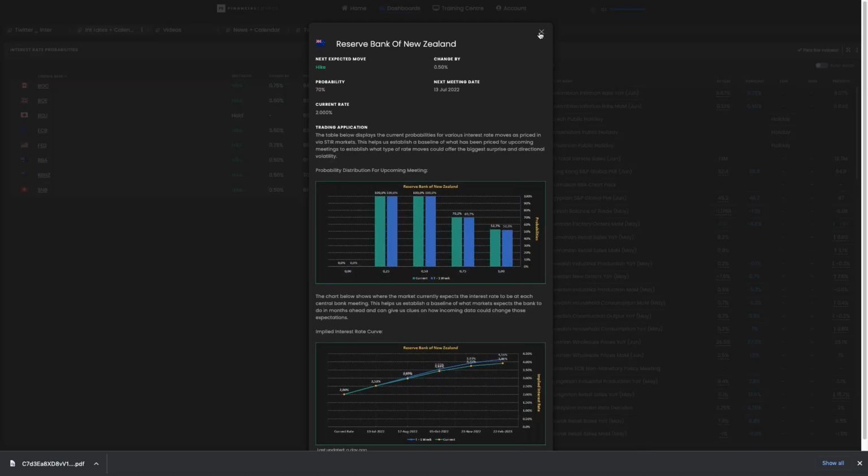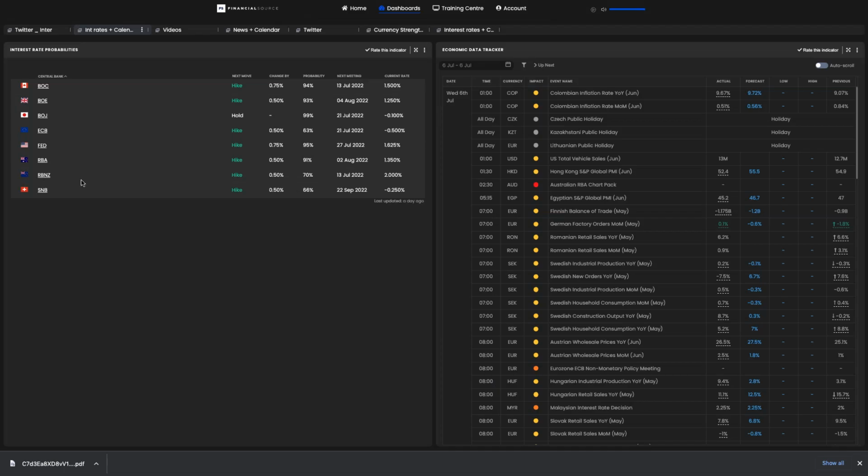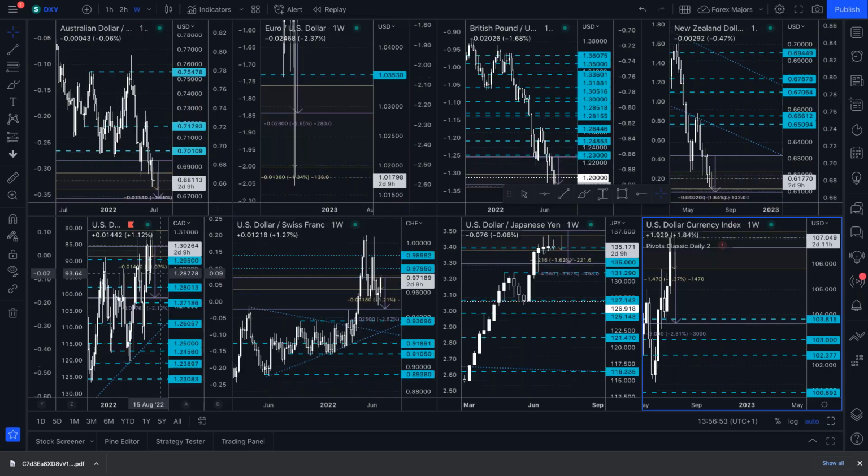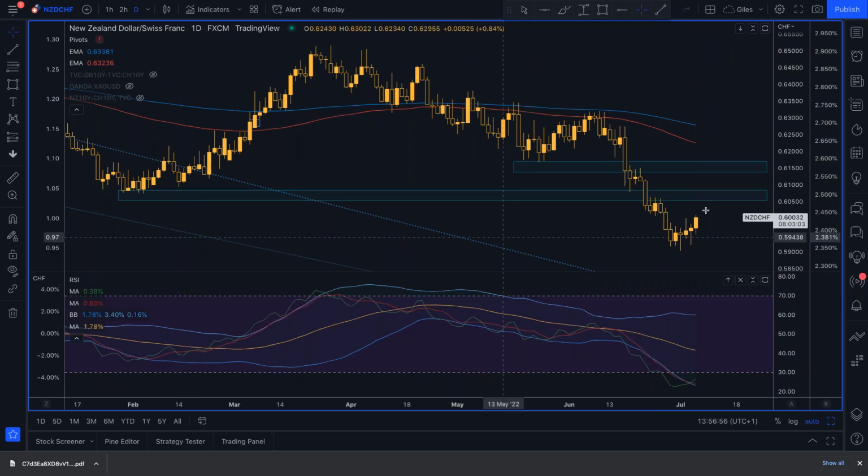Now, the risk here is that they're more dovish. Short-term interest rate markets are pricing in a 100% chance of a 50 basis points hike and a 70% chance of a 75 basis points rate hike. So in other words, they have to hike by 50 basis points just to not be seen as dovish. So if they only hike by 25 basis points or they're more dovish, you could see the New Zealand dollar Swiss franc sell off on the 13th. Do you see what I mean?